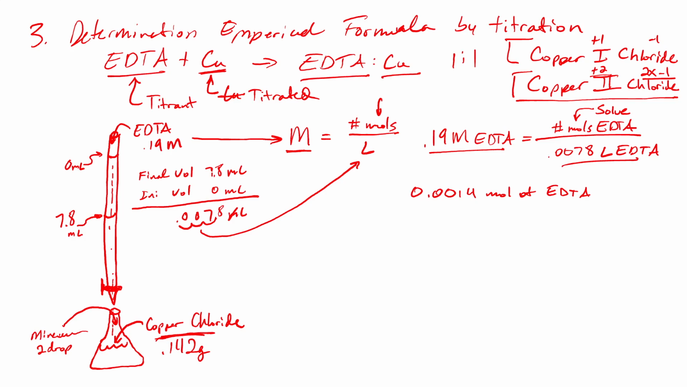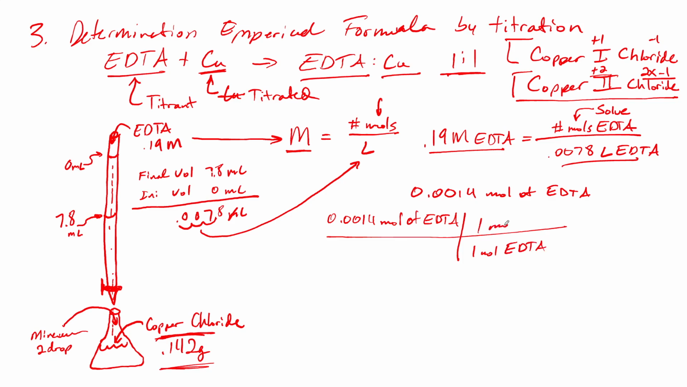Right? Good stuff. Good stuff. All right, so that's helpful, right? Because now you can figure out the number of moles of copper that were in the solution, right? That you titrated right here, right? So how do we do that? Well, we start by saying 0.0014 moles of EDTA. And then recall from up here, we have a 1-to-1 molar ratio. So for every 1 mole of EDTA, you get 1 mole of copper.